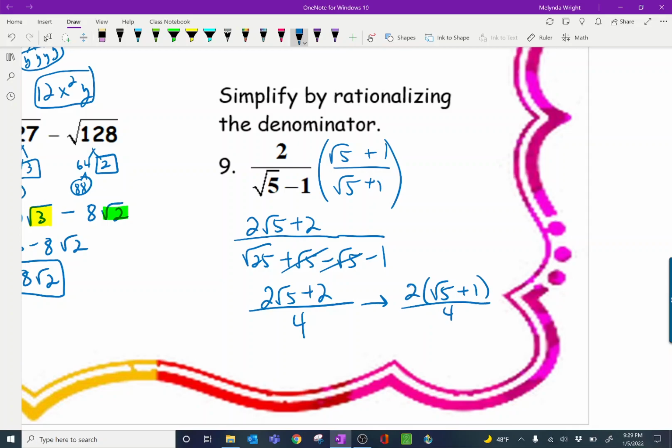And then we ask ourselves, oh, we love this question, is there anything we can cancel? Yes, we know 2/4 reduces to 1/2. So my final answer would be the square root of 5 plus 1 over 2. All right, great. And that finishes up our lesson.